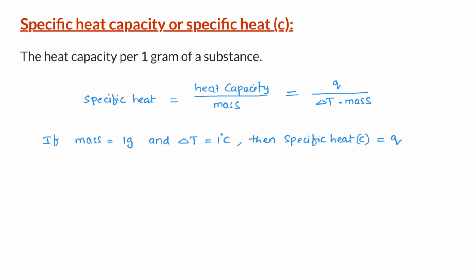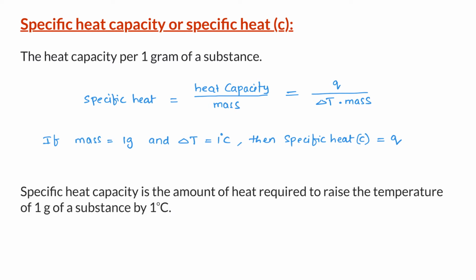Now, if delta T is equal to 1 degree Celsius and m is equal to 1 gram, then specific heat capacity c is equal to Q. We can define the specific heat capacity in the following way. Specific heat capacity is the amount of heat required to raise the temperature of 1 gram of substance by 1 degree Celsius. The units of specific heat capacity are joule per gram per degree Celsius.